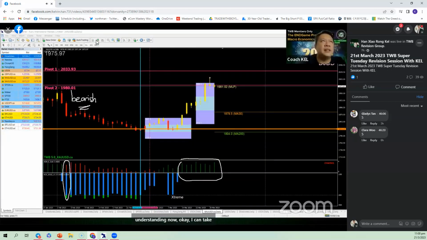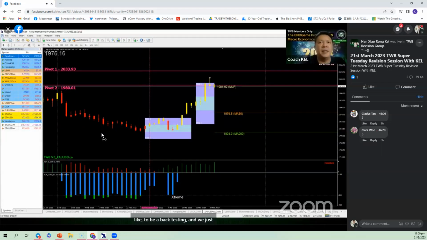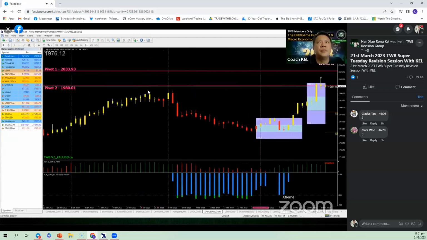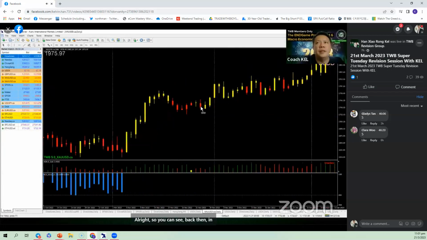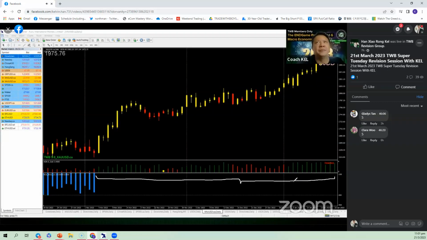All right. So with that understanding now, I'm going to take away all these lines. Let's do a bit of backtesting, and we just take a look here as well. So you can see back then in November, it is very clear that if the KCX is empty, that is how bullish it was.